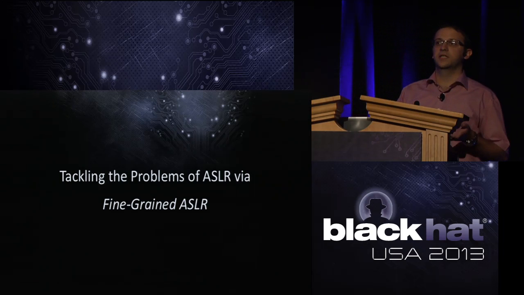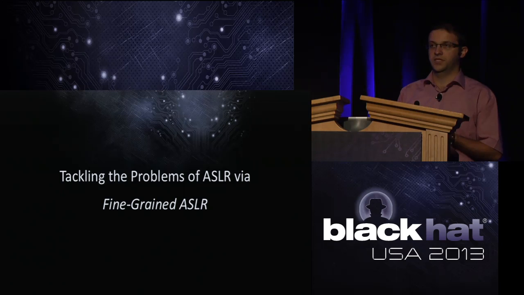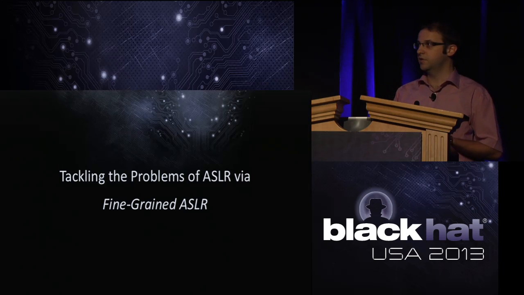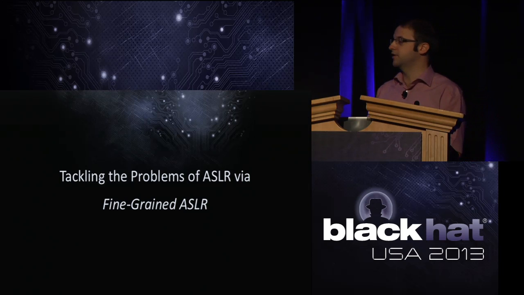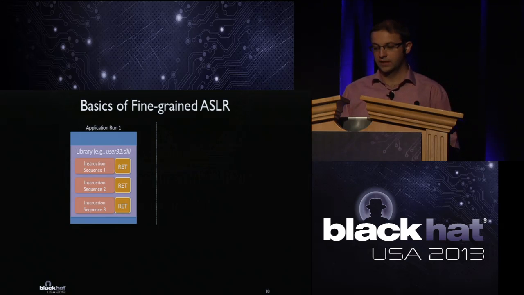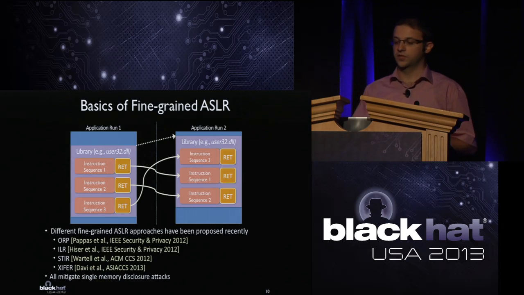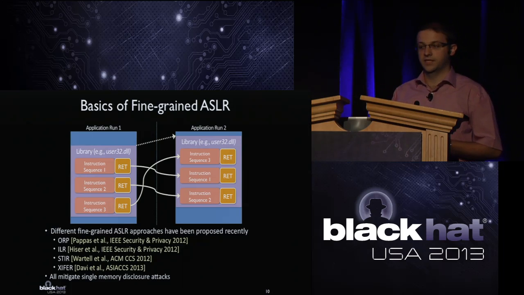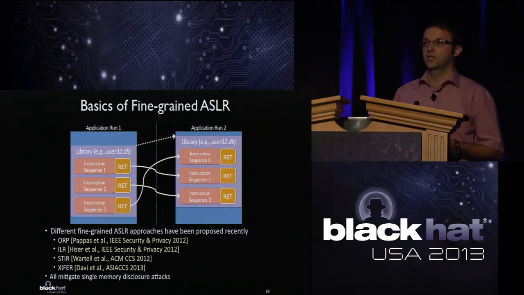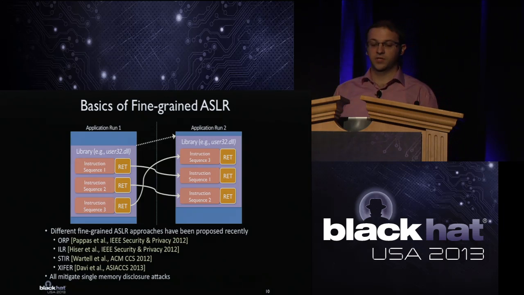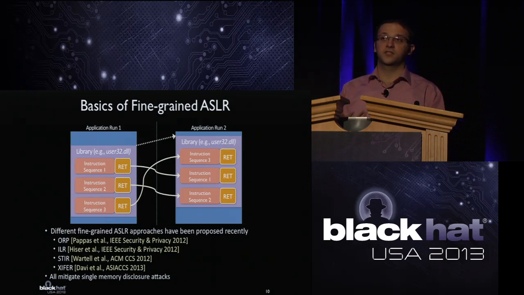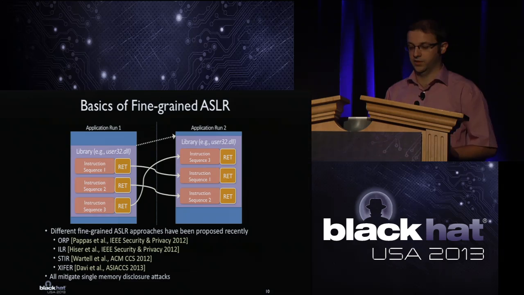Now, to tackle this shortcoming of address space layout randomization, where a single leaked pointer is sufficient to bypass the entire scheme, researchers have proposed in the last 2 years the principle of fine-grained address space layout randomization. And the idea is quite straightforward. We do not only randomize the base address of a library, but we also randomize the internal structure. For instance, in this example, instruction sequence 1 is moved from the top to the middle, and the locations of the other instruction sequences are also randomized.